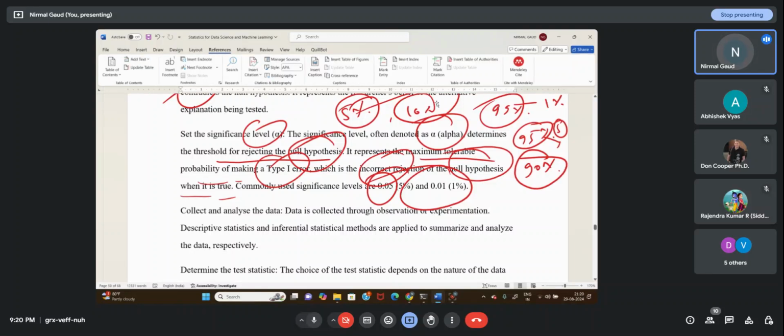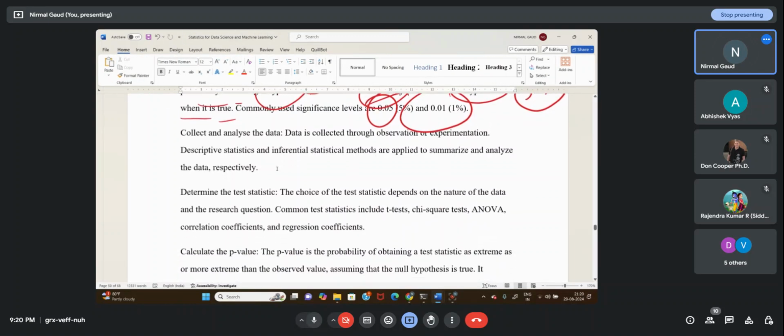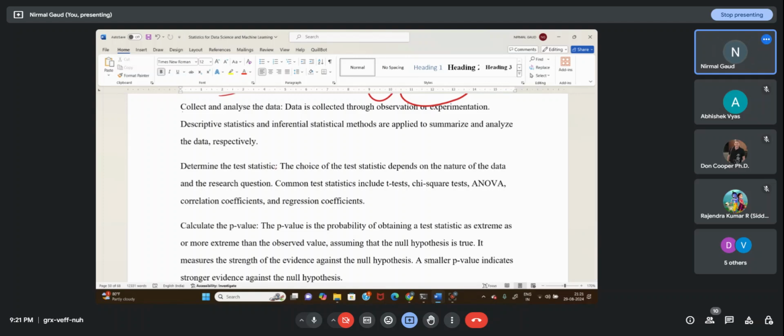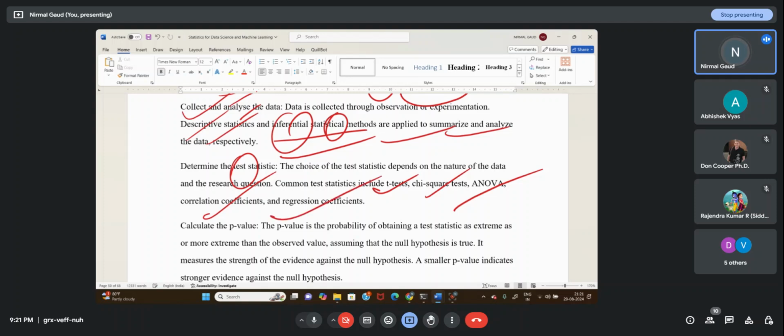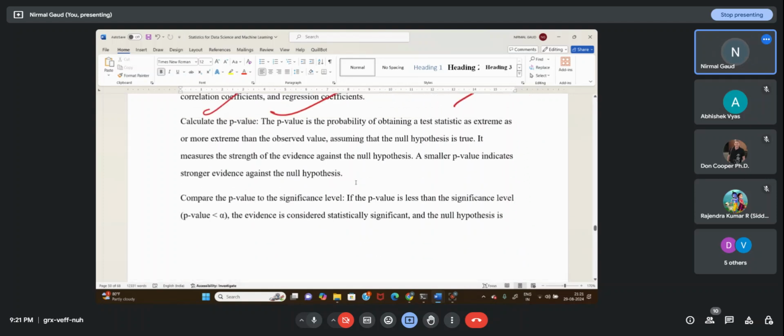Okay. And how do you go through this task? You have to collect and analyze the data, and perform descriptive statistics and inferential statistics. See, hypothesis testing comes under inferential. Apply a test. There are many tests: T test, chi square test, ANOVA, correlation, regression. Then you have to calculate a p value. P value is a probability value. You have to calculate a probability, assuming that the null hypothesis is true. That's what you have to assume.